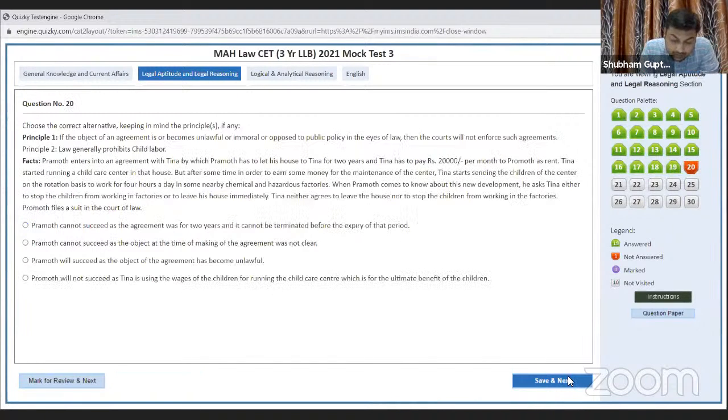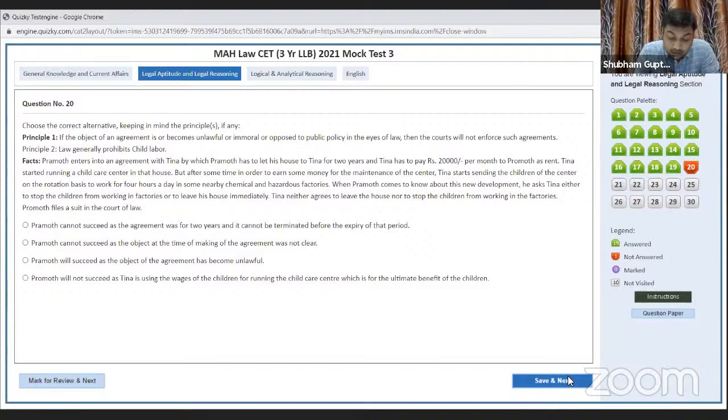Now let's read this. If the object of an agreement is or becomes unlawful or immoral or opposed to public policy in the eye of law, then the court will not enforce such agreement. Laws generally prohibit child labor. So what I understand is point number 2, which is law generally prohibits child labor. I am not very sure what the first one says.